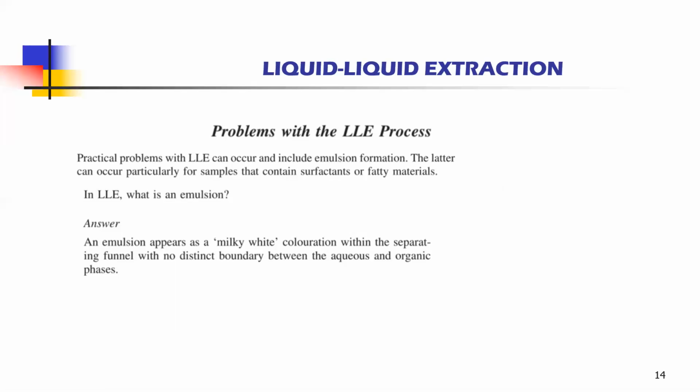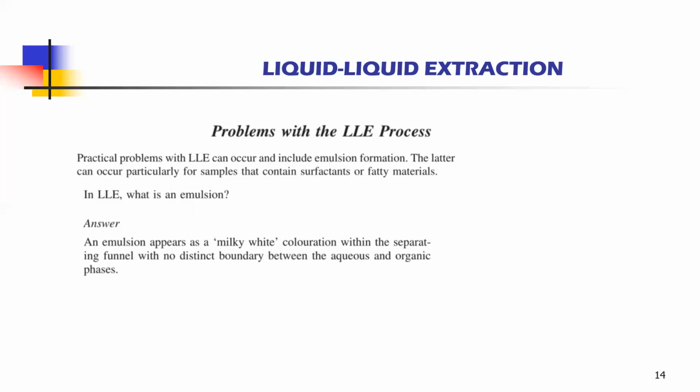Now coming to problems with liquid-liquid extraction processes. Practical problems with liquid-liquid extraction can occur, and include emulsion formation. The latter can occur particularly for samples that contain surfactants or fatty materials. So what is meant by emulsion? In liquid-liquid extraction, if a milky white coloration is observed within the separating funnel, that type of milky white coloration is called an emulsion, with no distinct boundary between the aqueous and organic phases. This occurs when there is a surfactant.